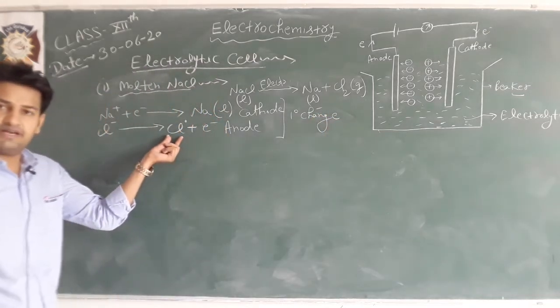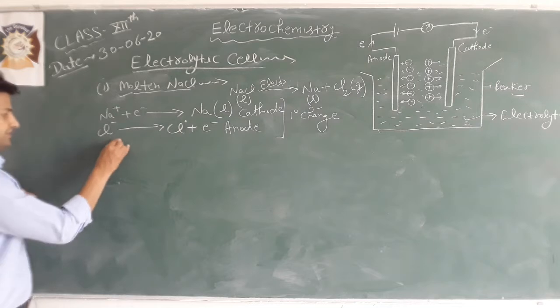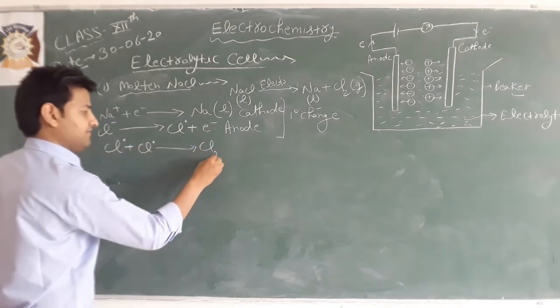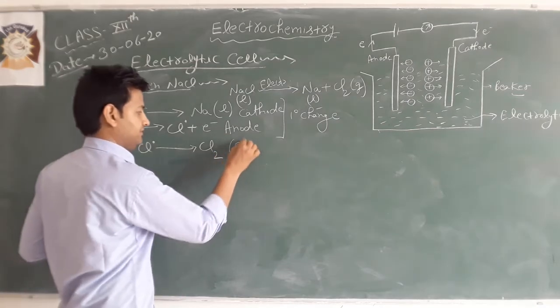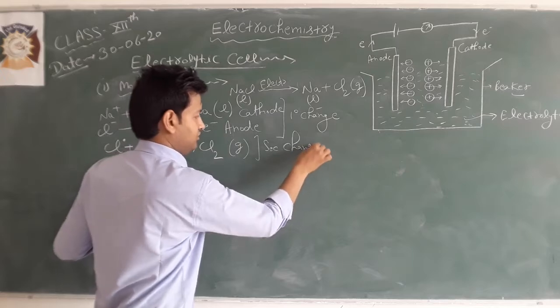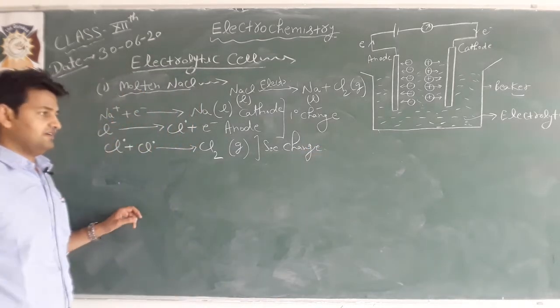Then this chlorine free radical is unstable, so it undergoes a secondary change. Chlorine free radicals combine and form Cl2 gas. This is called a secondary change. This is the electrolysis of molten NaCl.